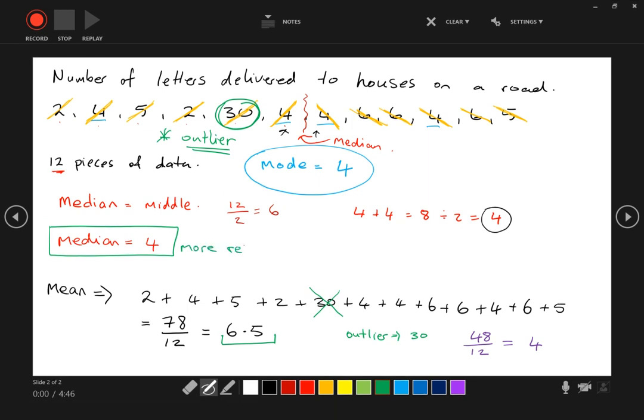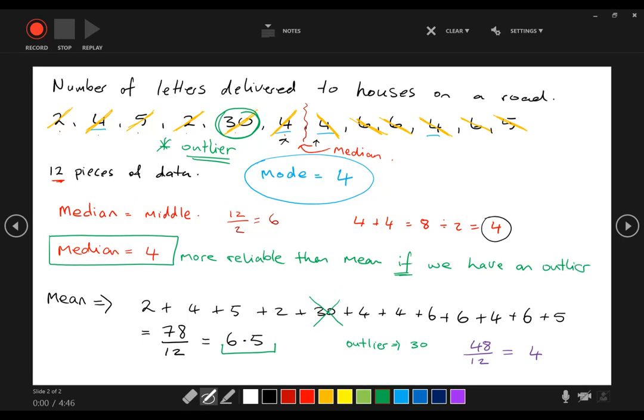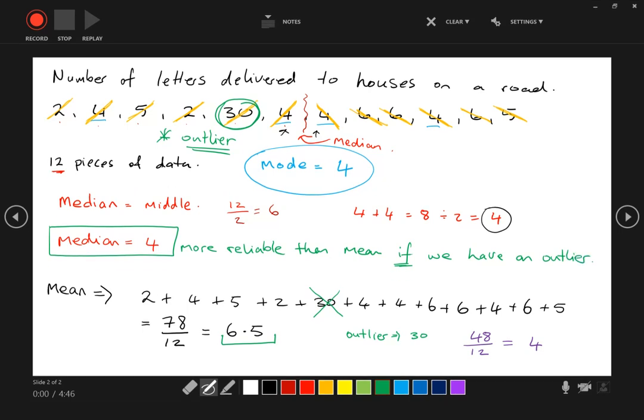So more reliable than the mean if and only if we have an outlier. Okay, because if we have an outlier, generally that outlier will mean that the mean is a little bit higher, and we're not allowed to just discount it like I did here. I just did this as an example to show you, but the real value for the mean here is 6.5. Okay, we'd have to take all of the data into account to do the mean.